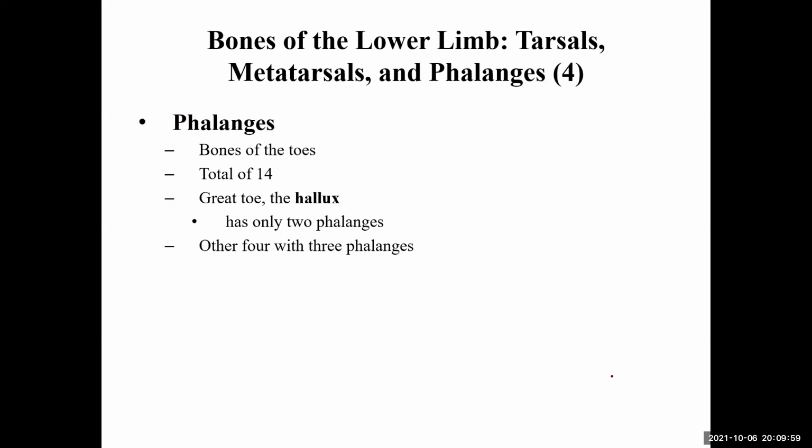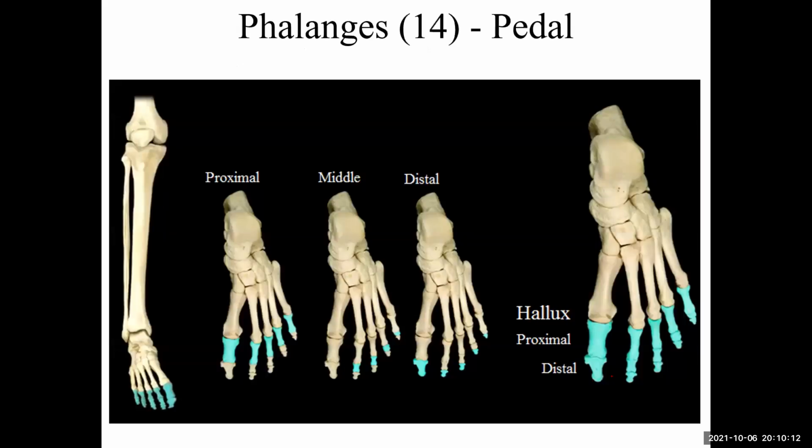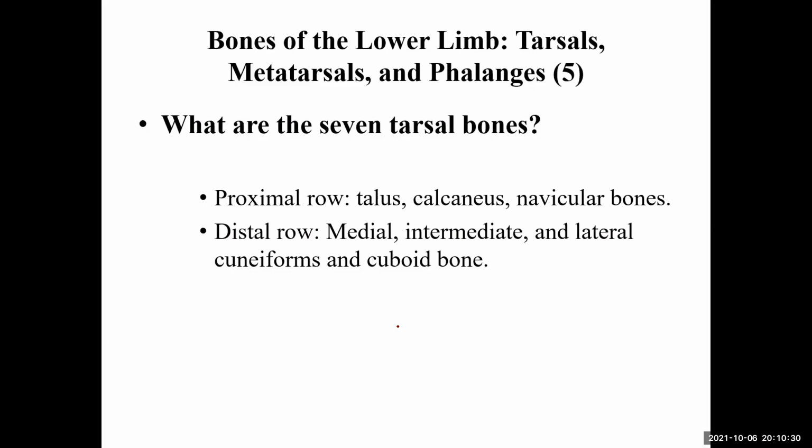So the first, your big toe, has a proximal and distal phalange. All the other toes have a proximal, a middle, and a distal. It's hard to believe that the pinky toe has 3 phalanges in it, but it does. All right, so if you notice here, you only have 4 toes that have a middle phalange. All the rest have a proximal and distal.